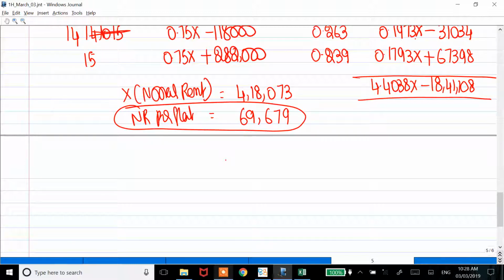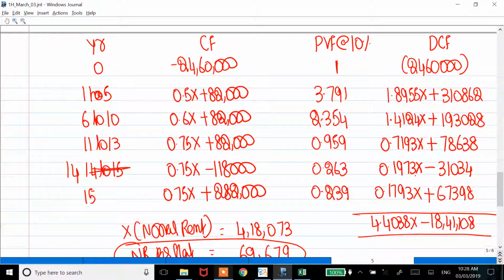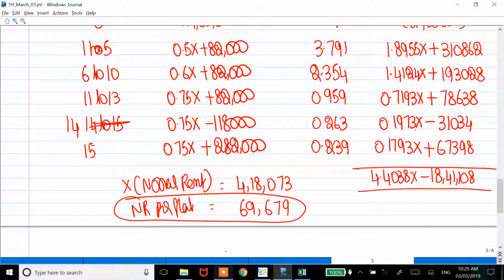Any doubts on this? Negative 2460, 0.5x plus 82, 0.6x plus 82, 0.75x plus 82. 14 and 15 have to be segregated now because 15 has a salvage value. 0.75x minus 118, 0.75x plus 282. Overall, the total is 4.4038x minus 18,41,108. Some up down rounding off can happen. Now, finally, normal rent is 4,18,000 and per flat is 69,679.